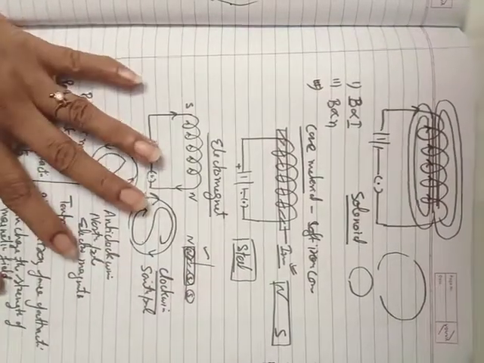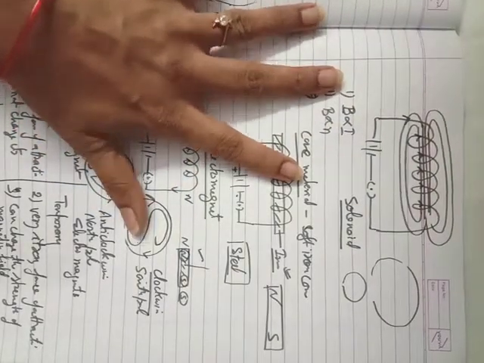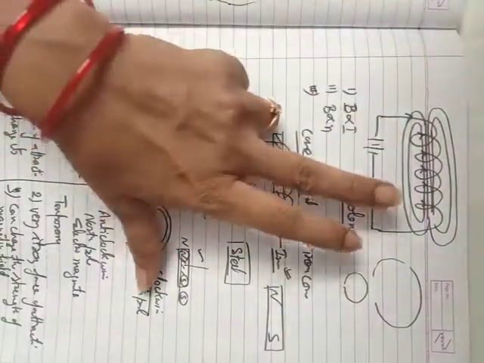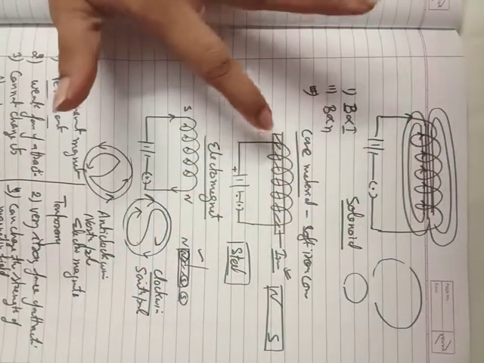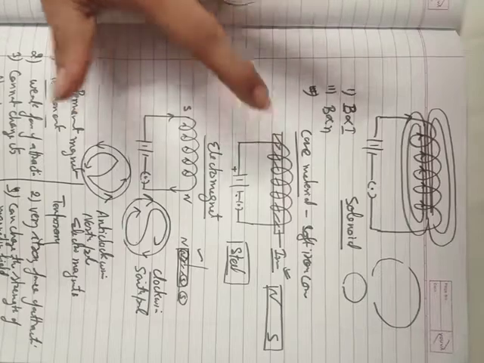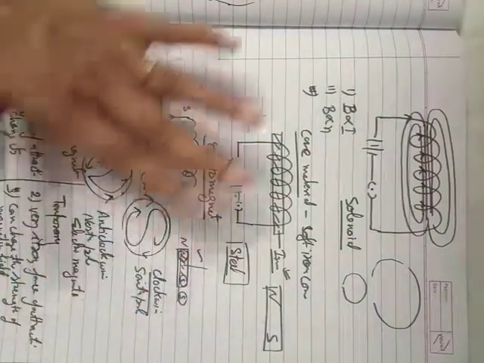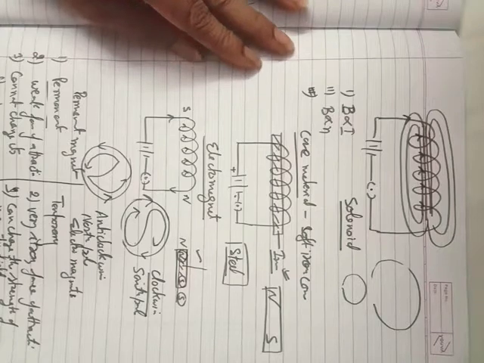aspects. Okay, today we studied the magnetic field due to the current through the circular loop, through the solenoid, and about the electromagnet. And we also studied that the electromagnet is better than the permanent magnet and why it is better than the permanent magnet.